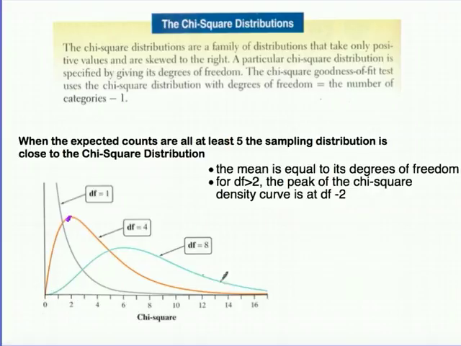If I look at 8 here, the degrees of freedom is 8, and that would make my mean be at 8, because it is skewed a little bit to the right. And if I look at where the peak is, the peak seems to be about at 6, and that makes sense because my degrees of freedom is greater than 2, so I can say 8 minus 2 to get where my peak would be.